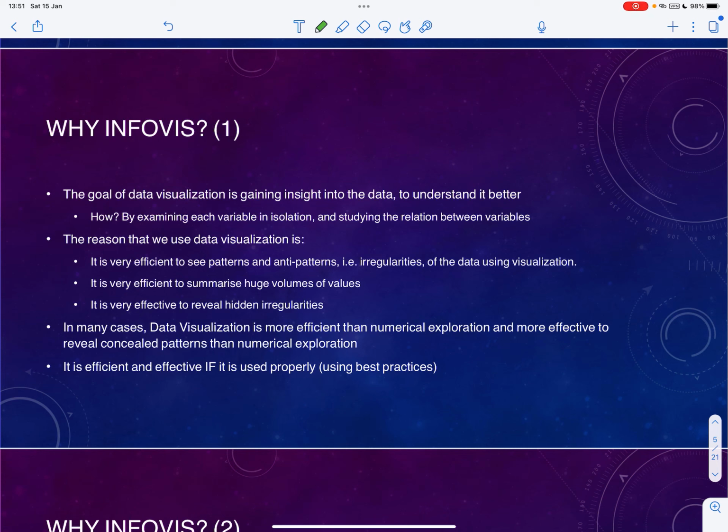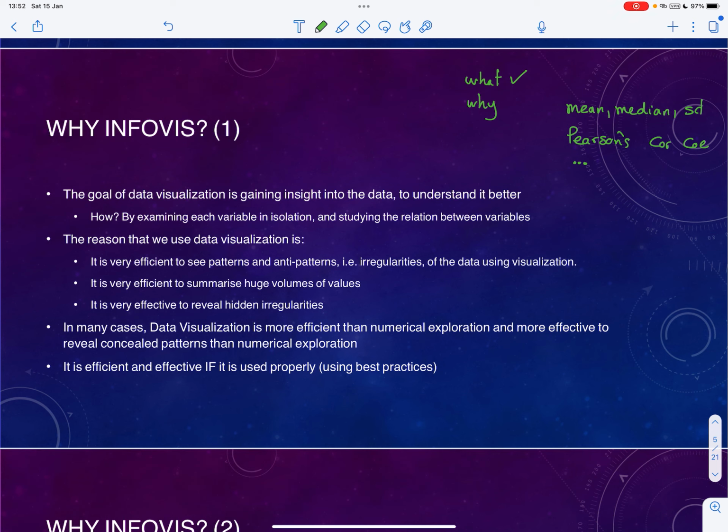So we talked about what is information visualization. You might ask why do we need it? We have the data, we have tools like mean, median, standard deviation, Pearson's correlation coefficient, and so on and so forth, all the numerical tools. Why do we need information visualization? Is it because it's cool or it's colorful or something like this?